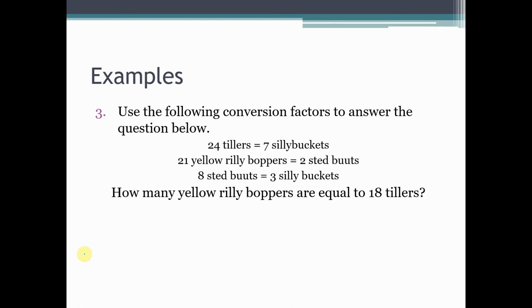So we are going to start the exact same way we've been starting by reading the question. We are given some conversion factors below to answer a question, which is how many yellow really boppers are equal to 18 tillers. So this is what we know. We know we are starting with 18 tillers, and we are looking for yellow really boppers. So let's write down what we know. 18 tillers. You might want to write a little small for this one. It's going to go on a while.